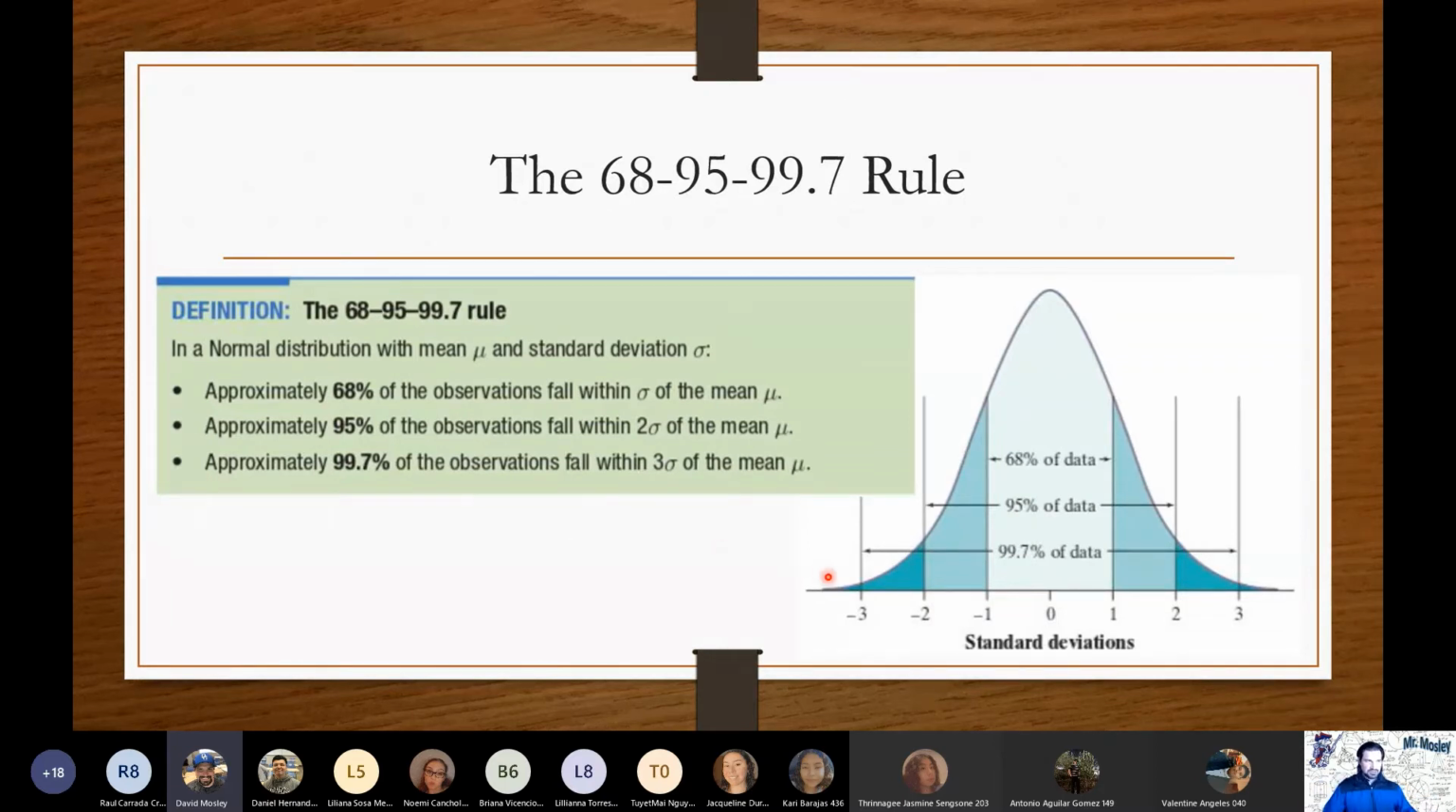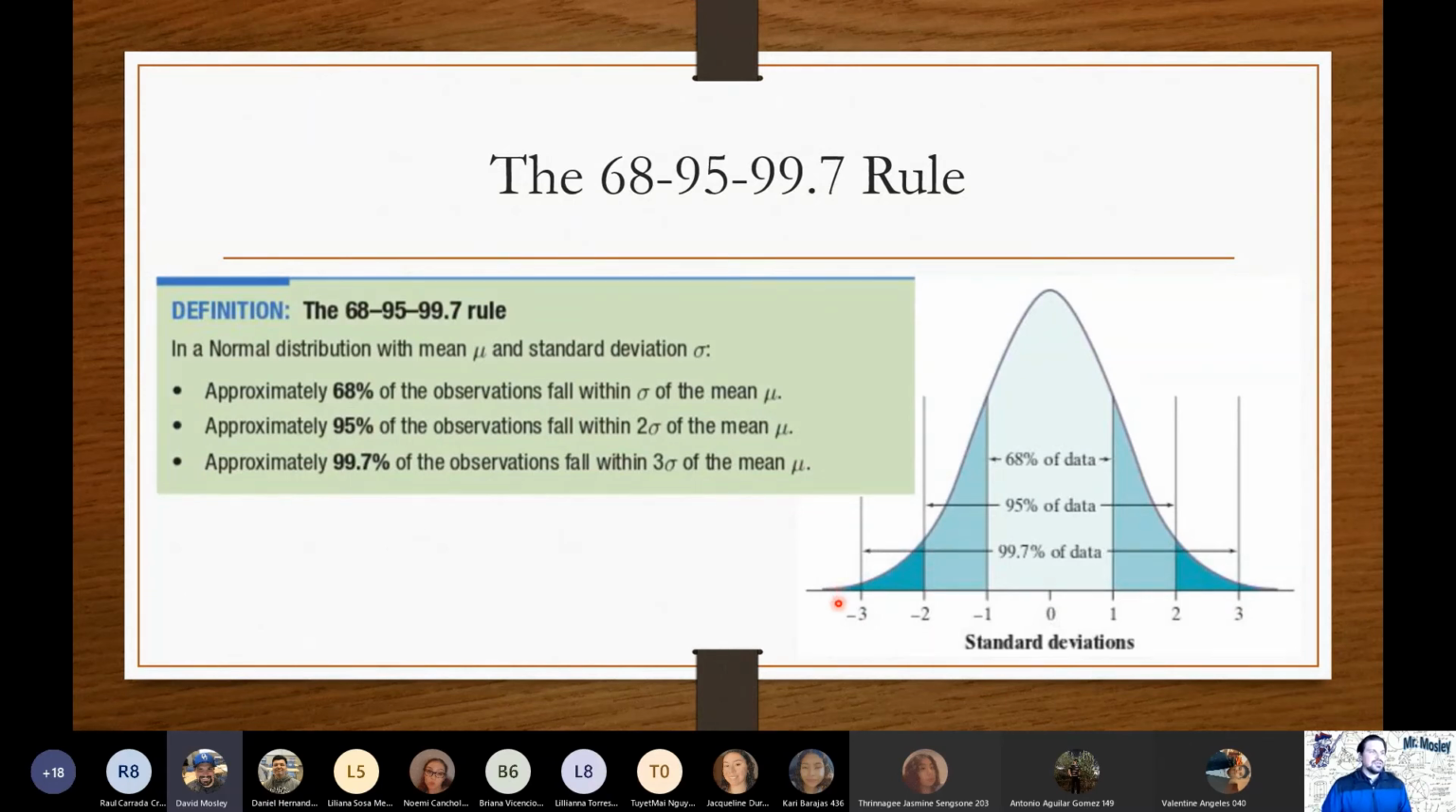We go to the 3rd standard deviation. Approximately 99.7% of the observations are within 3 standard deviations of the mean. So we're at these last bars here from -3 to 3. Between those bars, 99.7% of my data lives there, which means there's 0.3% that's outside of those bars.